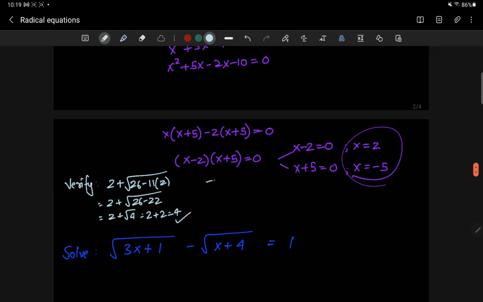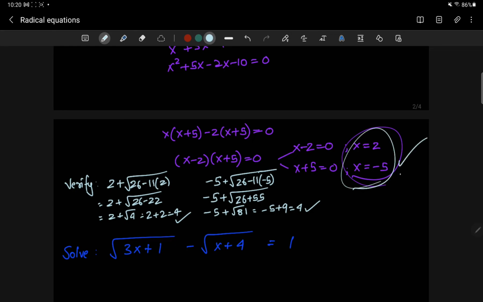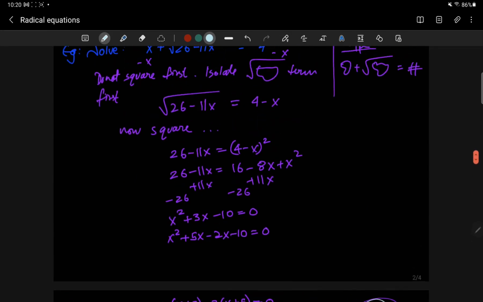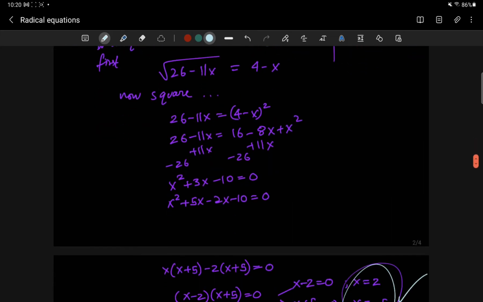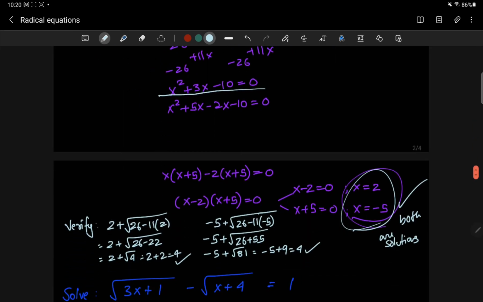What about negative 5? So negative 5 plus root of 26 minus 11 times negative 5. That's negative 5 plus root of 26 plus 55, negative 5 plus root 81, negative 5 plus 9, 4. So both answers work. So these are both solutions. Okay, so this is a different type because the process is slightly different. We take x to one side and then square. As a result of that process, the equation that we finally solve is different. It's degree 2, and also we have two solutions instead of one.